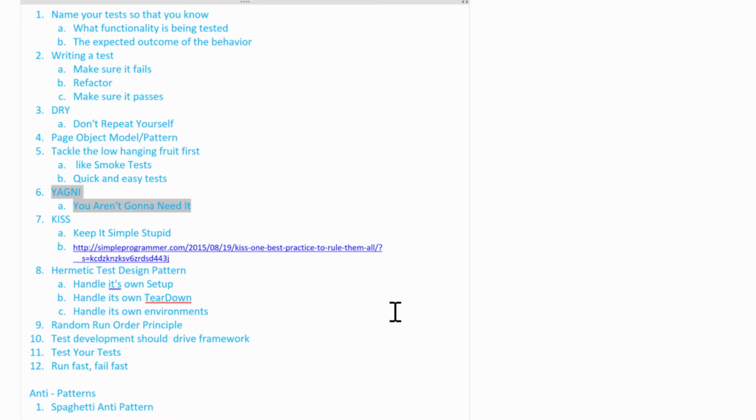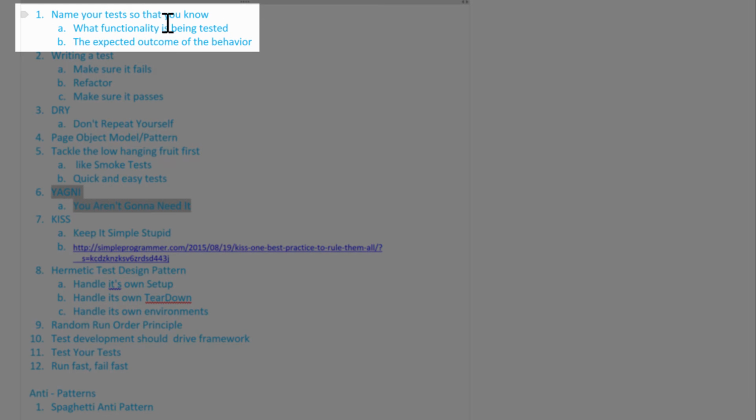And not only your job, everyone else's job who has to look at those tests, they get the benefit of enjoying such nice code. And yes, there are quite a few principles to follow, but if you just apply one principle at a time to your tests, you will get the hang of it and you will remember all of them. So the very first one that we talked about was how you should name your tests so that you know what functionality is being tested and the expected outcome of the behavior.